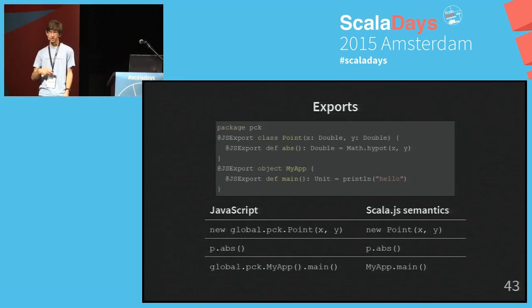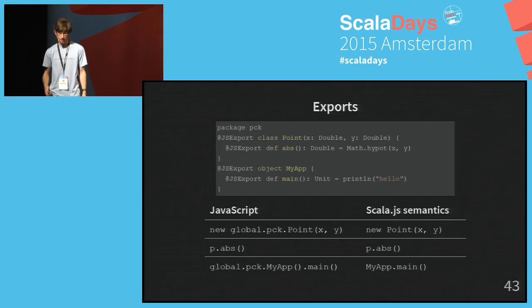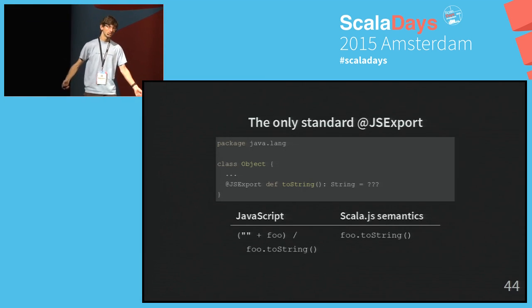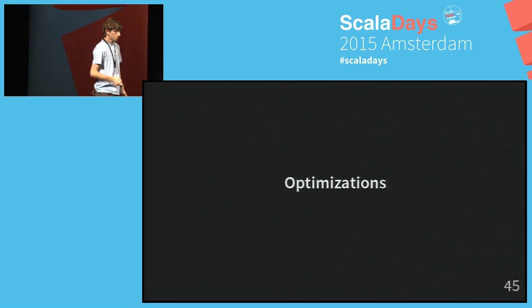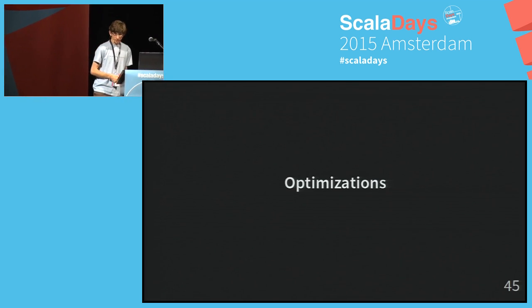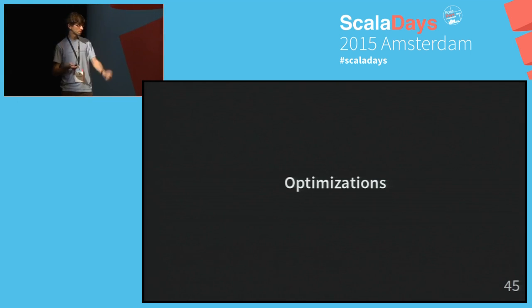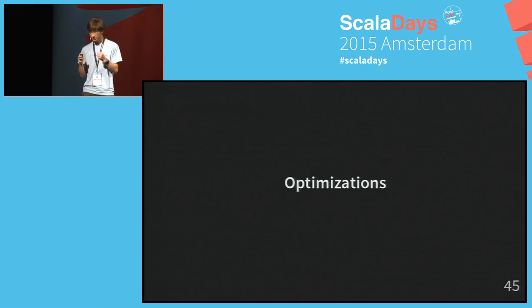I won't go into too much detail because it's basically the opposite direction of the facade types, the raw JS types. There is one standard export, java.lang.Object.toString, because it's just nice: JavaScript also has this notion of a toString method, so you can do string concatenation in JavaScript and it will map to the toString method. Okay, so that's all for the semantics proper. I want to spend a couple of minutes on the optimizations that this whole thing as defined enables.